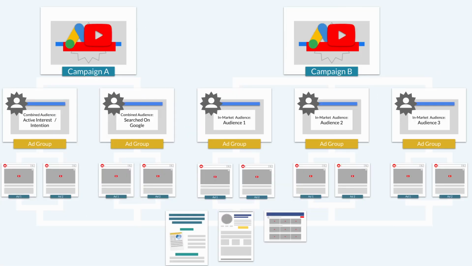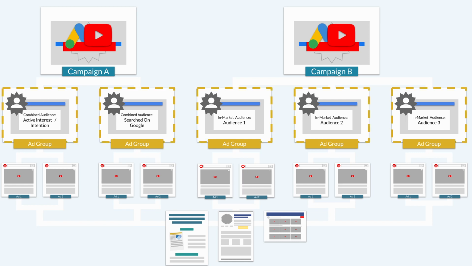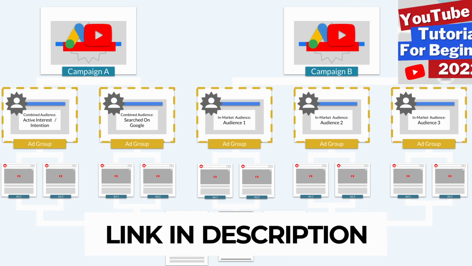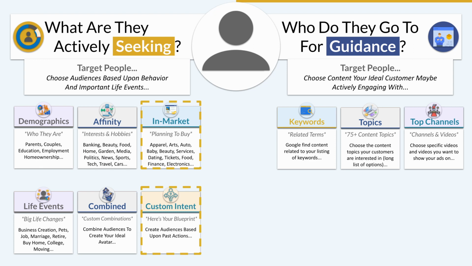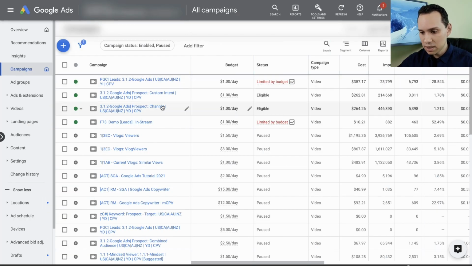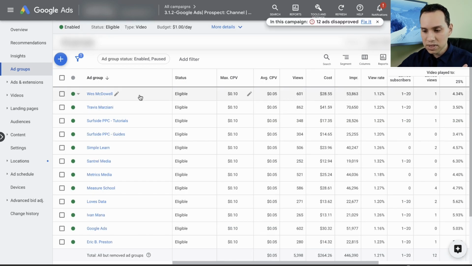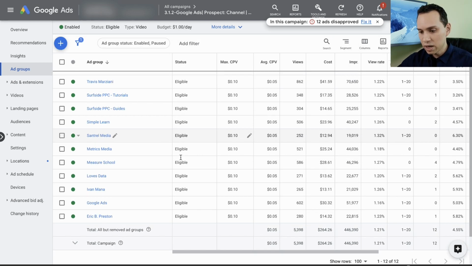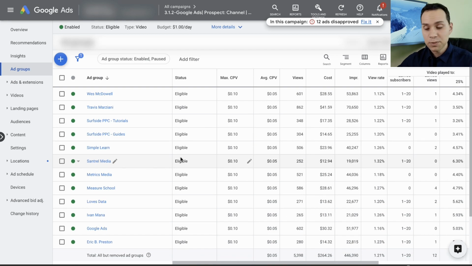And this diagram that you're looking at right now is from the video linked up in the cards in the description to show you how to properly structure your campaigns so it's easy to analyze your data. So let's go ahead and jump in here. I'm going to click on our prospect channel campaign here. You'll see that this is actually targeting a bunch of other marketing channels because we are promoting one of our Google Ads products.